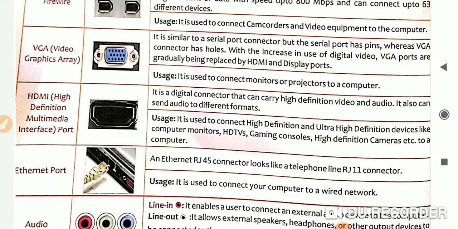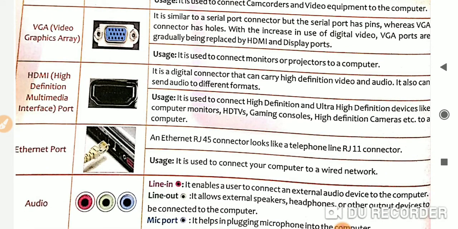Next is VGA, that is Video Graphics Array. It is similar to the serial port connector, but the serial port has pins whereas the VGA connector has holes. With the increase in the use of digital video, VGA ports are gradually being replaced by HDMI and display ports, and it is used to connect monitors or projectors to a computer.